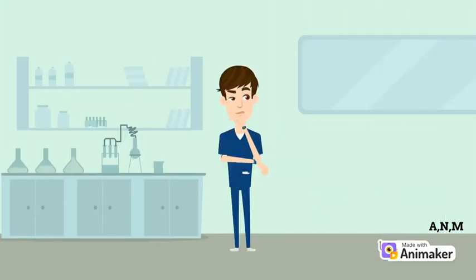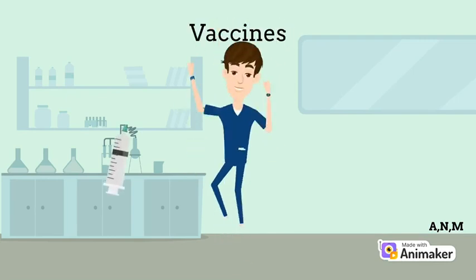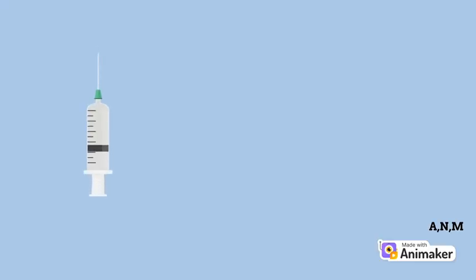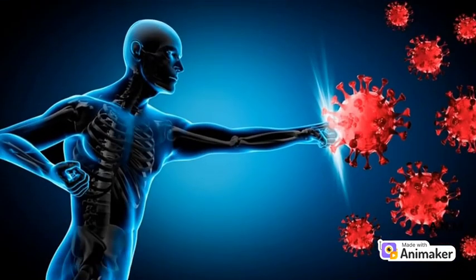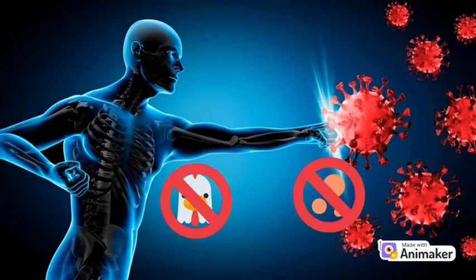But is there a way to arm our immune system against the varicella zoster virus before it even encounters it? Yes, through vaccines. Vaccines are a powerful tool in the fight against infectious diseases. They contain weakened or inactivated forms of the virus, allowing the immune system to produce a response without causing illness. This way, our immune system learns to recognize and mount a defense against the varicella zoster virus, significantly reducing the risk of both chickenpox and shingles.